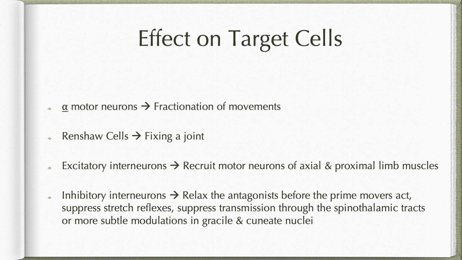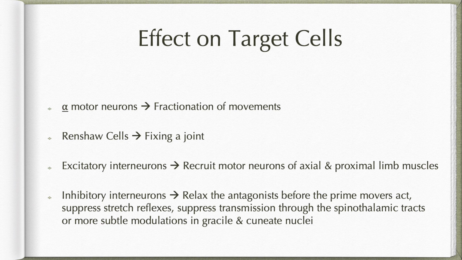Those that end on excitatory interneurons in lamina 7 recruit motor neurons of both axial and proximal limb muscles. Those that end on 1A inhibitory interneurons in lamina 6 and 7 relax the antagonist muscles before the prime movers begin to act. And fibers ending on presynaptic inhibitory neurons can either suppress stretch reflex when needed, like in case of sprinting, the stretch reflex of the quadriceps has to be suppressed when the foot strikes to prevent its rupture.